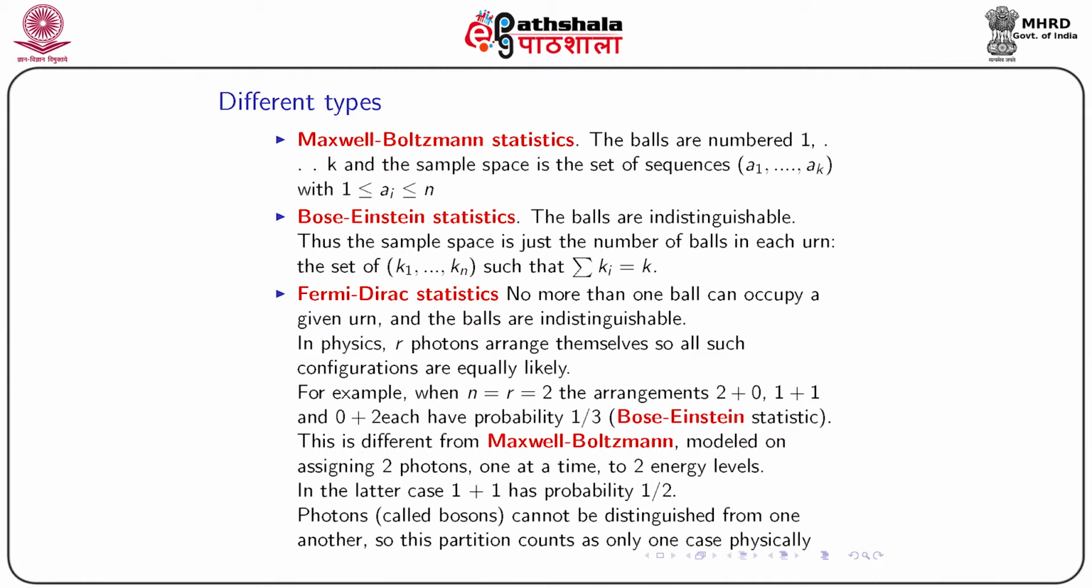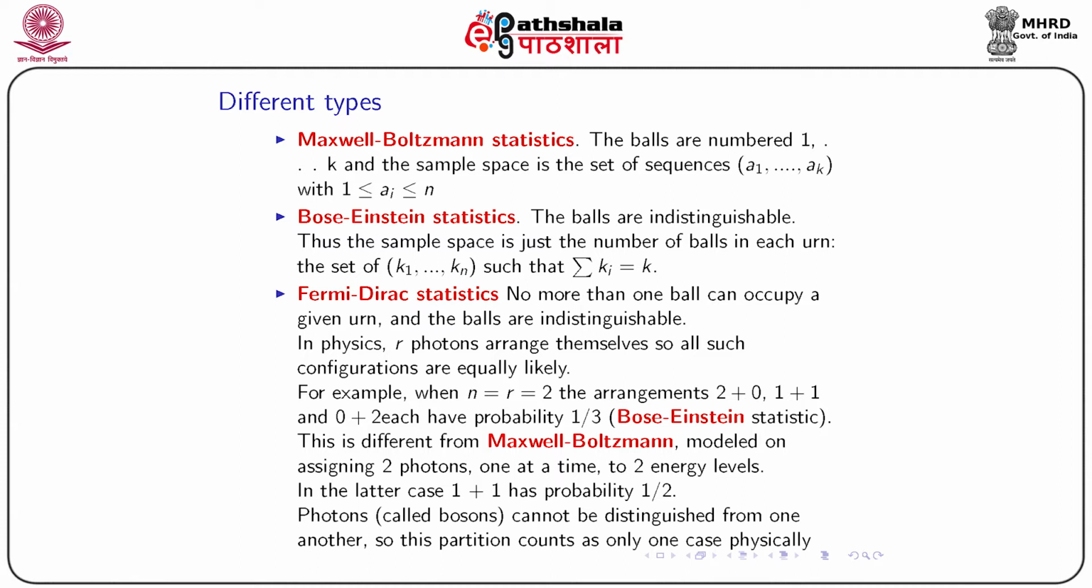So in physics, k photons arrange themselves so all such configurations are equally likely. If we consider the example where n equals 2 and k equals 2 also, then the arrangements 2 plus 0, 1 plus 1 and 0 plus 2 each have probability 1 over 3. This is from Bose-Einstein statistics.